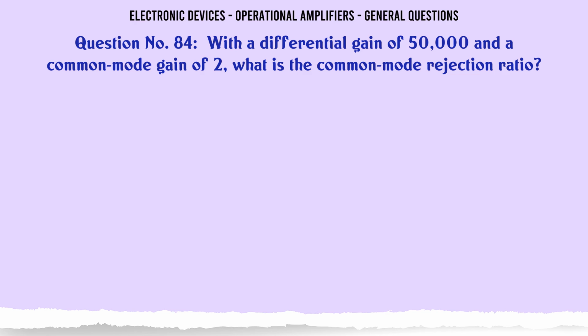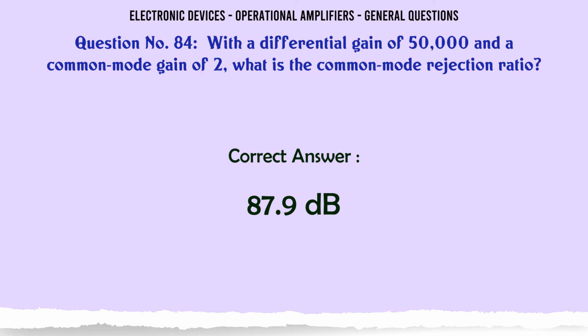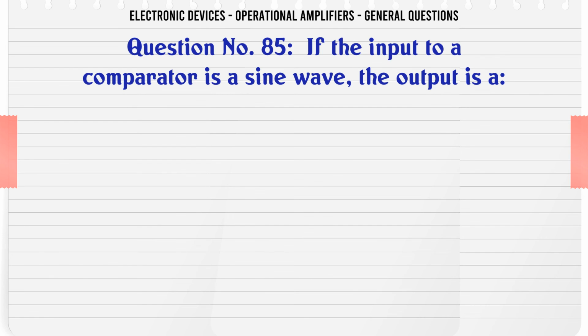With a differential gain of 50,000 and a common mode gain of 2, what is the common mode rejection ratio? A. 87.9 dB, B. 43.9 dB, C. 43.9 dB, D. 87.9 dB. The correct answer is 87.9 dB.